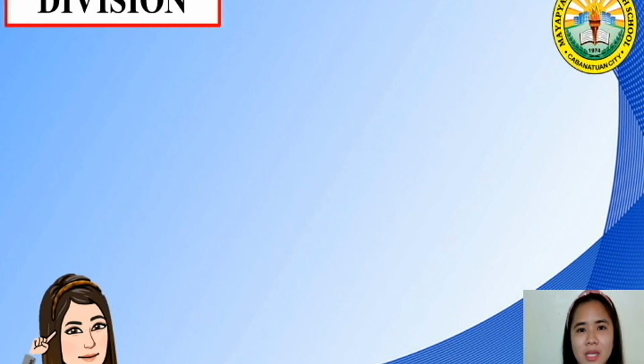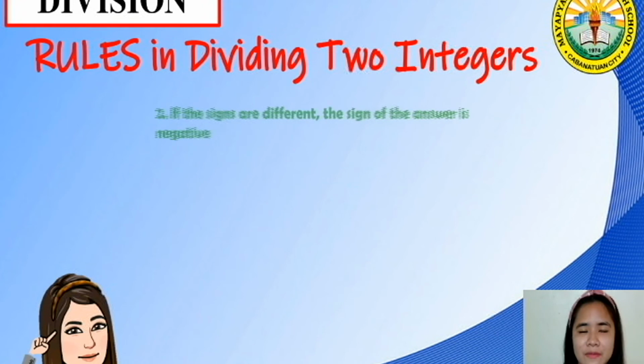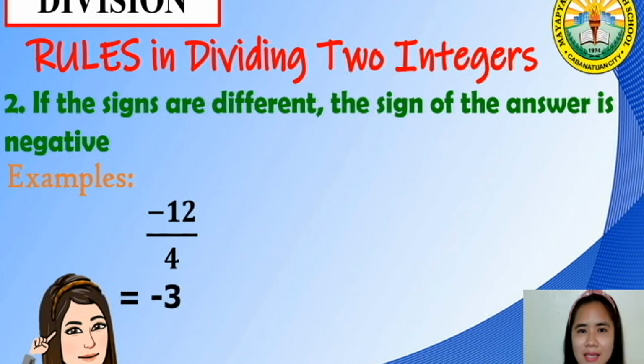The second rule in dividing two integers is, if the signs are different, the sign of the answer is negative. Let's have examples. Negative 12 divided by positive 4, the answer is negative 3. 49 divided by negative 7 is negative 7.